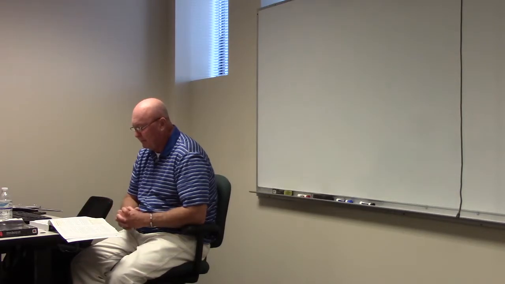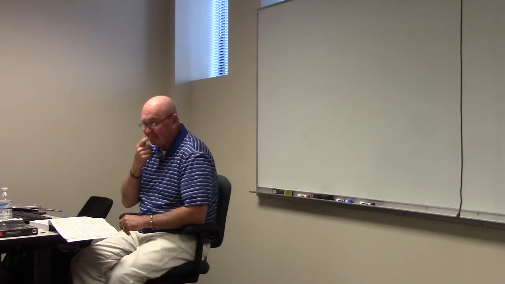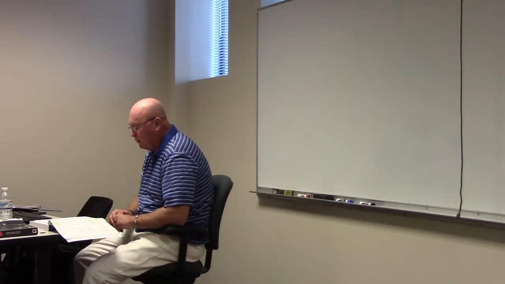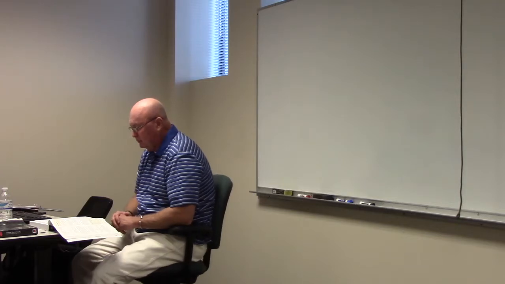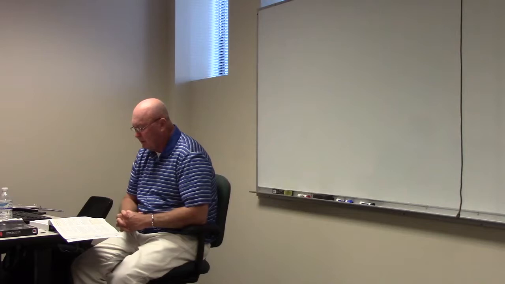17. Track lighting loads are calculated by allowing 150 volt-amps for every 2 feet of track. Yep. Or a fraction thereof. Track lighting, number 17.